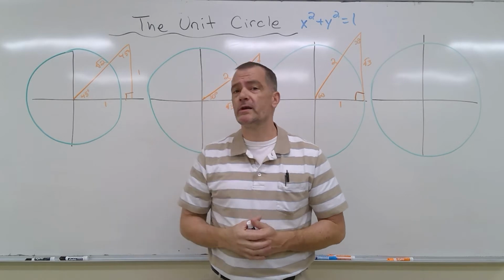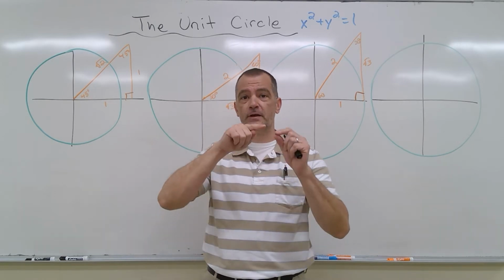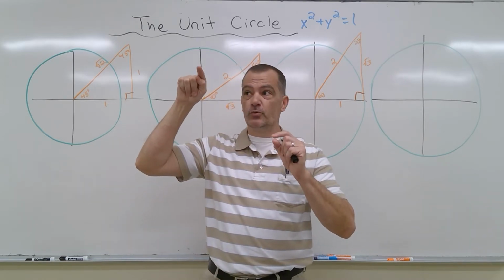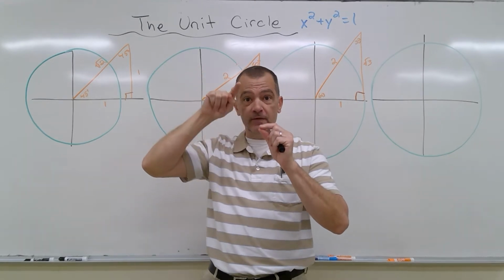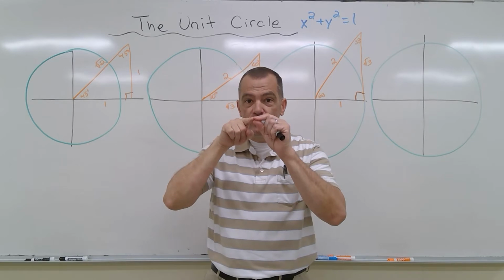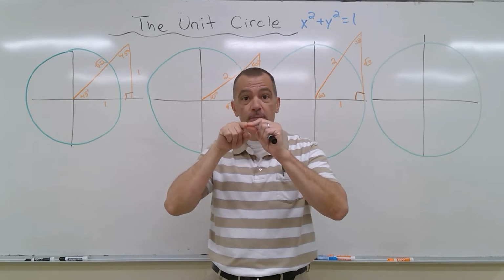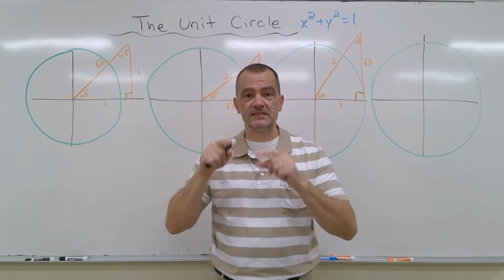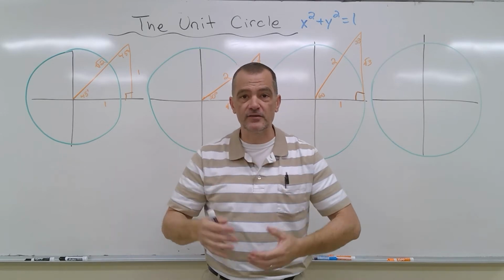If I gave you a point on the Cartesian coordinate plane, say the point 3, 4, you would have to use the Pythagorean theorem to find out what the radius is, which would obviously be 5. And then you could use SOH CAH TOA to find out what the sine of that angle is and the cosine and so forth.